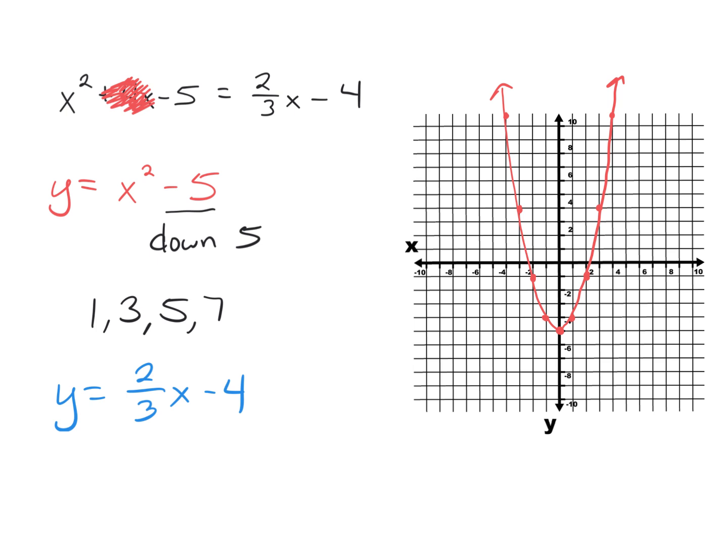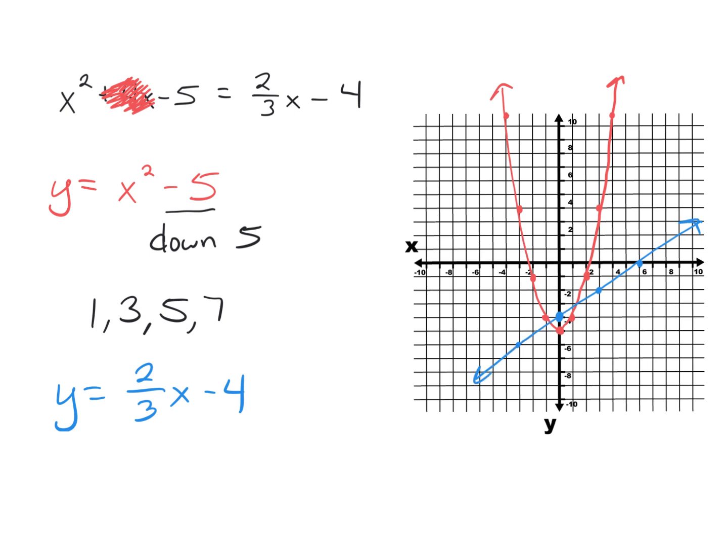Down 4. From here I go up 2 over 3, up 2 over 3, and keep going. Okay, do I need to go the other direction? Yes. So I go down 2 over 3. These aren't nice. Draw your line.